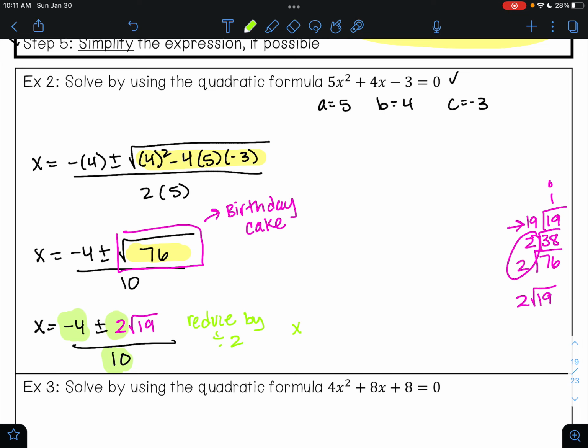So my answer is going to be x equals -4 divided by 2 is -2, plus or minus 2 divided by 2 is 1, so I'll have 1 square root of 19, divided by 10 divided by 2 is 5. This is as far as I can take this one. This is, in fact, my solution. I have two solutions here, negative 2 plus the square root of 19 over 5, and negative 2 minus the square root of 19 over 5.